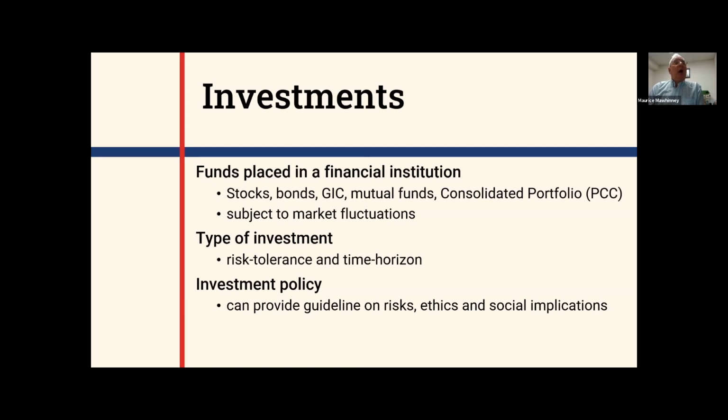You can also do some work in putting guidelines together to manage risk. Sometimes congregations don't want to invest in particular types of companies or industries because they don't believe those are the right places to be investing. And so you need some guidelines in your investment policy as you go forward. Next one.